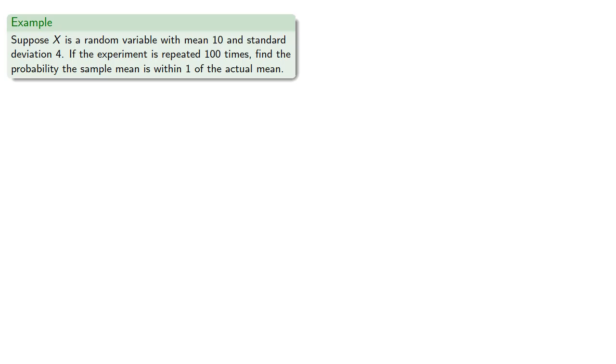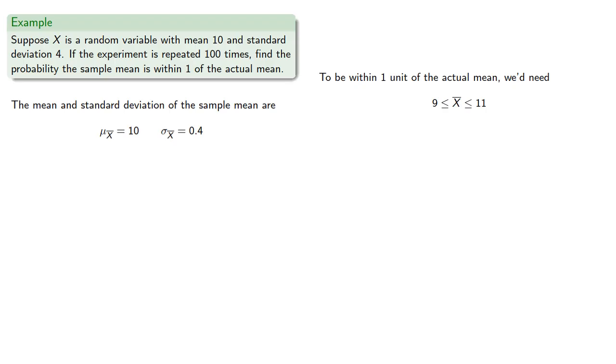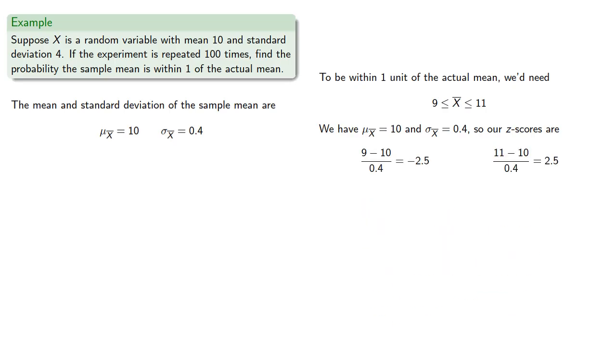So again, if we go back to our example, let's see if we can find the probability that the sample mean is within 1 unit of the actual mean. So we've already found the mean and standard deviation. To be within 1 unit of the actual mean, we need to be in the interval from 9 to 10, and we can compute our z-scores. And consulting our table, we find our probability, and that means it's very likely that our sample mean is going to be close to the actual mean.